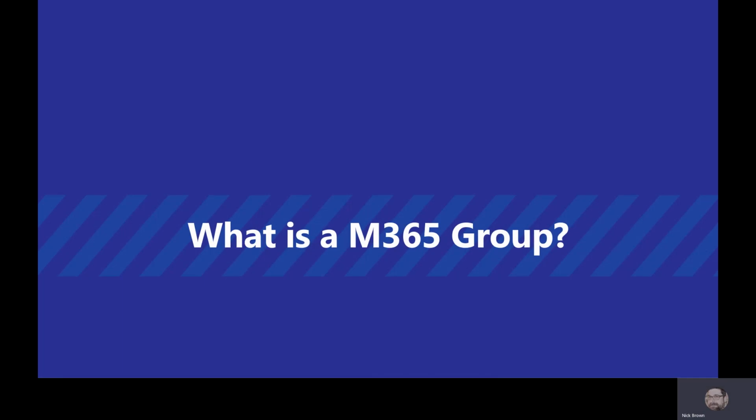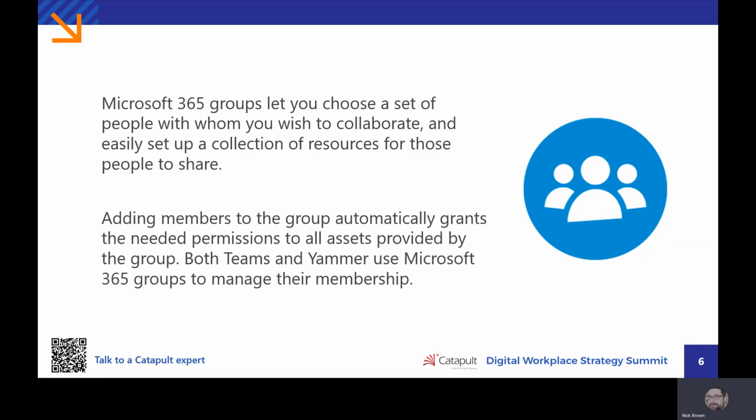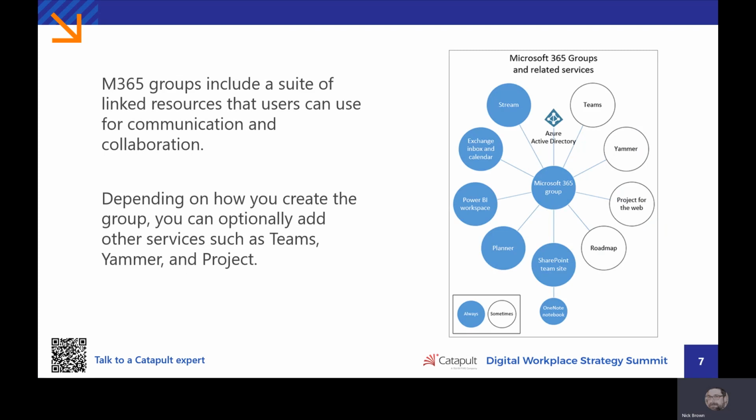First, let's define M365 groups. Microsoft 365 groups let you choose a set of people with whom you wish to collaborate and easily set up a collection of resources for those people to share. Adding members to the group automatically grants the needed permissions to all assets provided by the group. Both Teams and Yammer use Microsoft 365 groups to manage their membership. M365 groups include a suite of linked resources that users can use for communication and collaboration. Depending on how you create the group, you can optionally add other services such as Teams, Yammer, and Project.